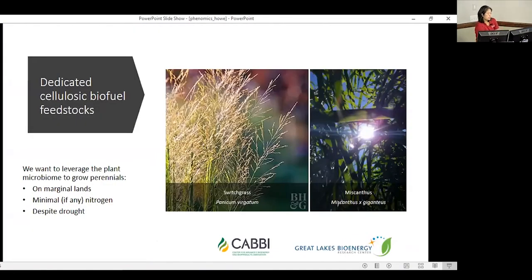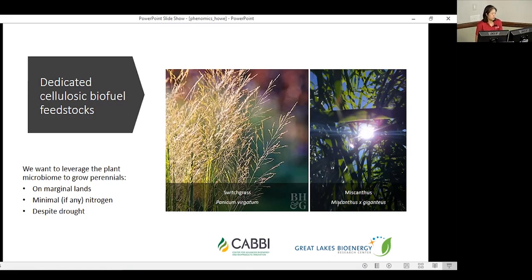So the feedstocks that I'll be talking about today are two perennial grasses that you may or may not know of, but switchgrass and miscanthus. And what we want to do is learn to grow these on marginal lands, lands where you might not typically grow food crops, might not have a bunch of nutrients, and might not typically have agricultural productivity. We want to grow them with minimal inputs, especially like nitrogen, which can contribute to water quality issues. And we want to grow them in places that might be harsh, where we might not have a lot of water.